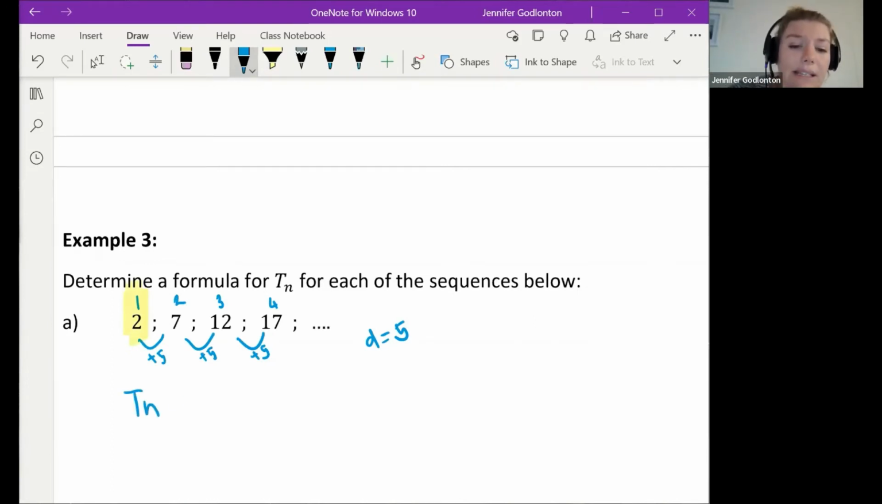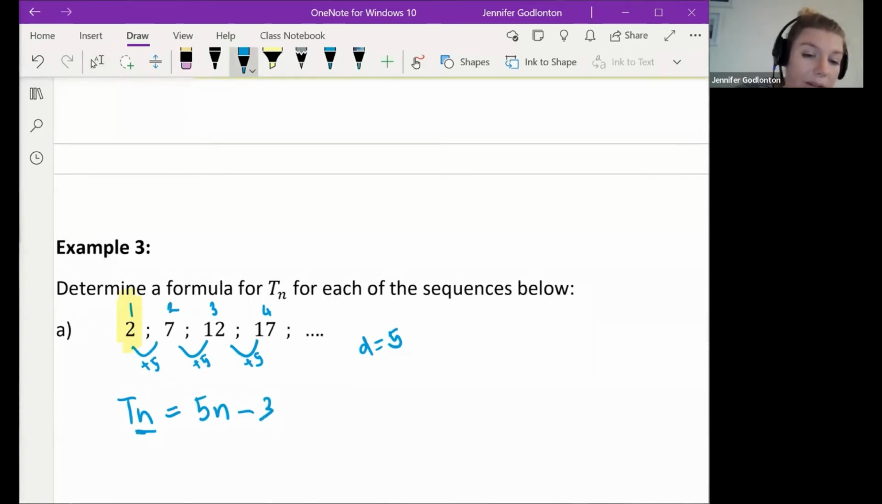So we know it's going to be Tn is equal to our constant difference times n, so 5n. And now we have to think about this first pair that I've highlighted. So for that first position, when n is 1, it would be 5 times 1, which is 5, and I need to get an answer of 2. So I'm going to minus 3. And so that's going to be my final answer, 5n minus 3.